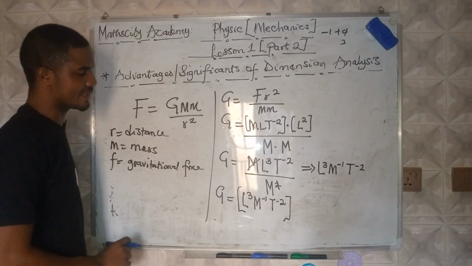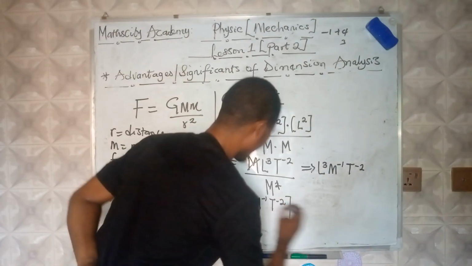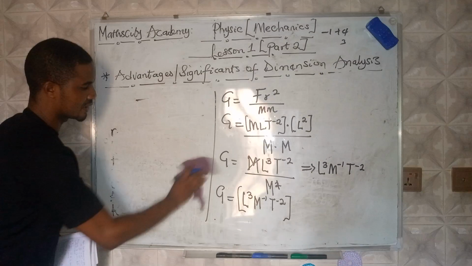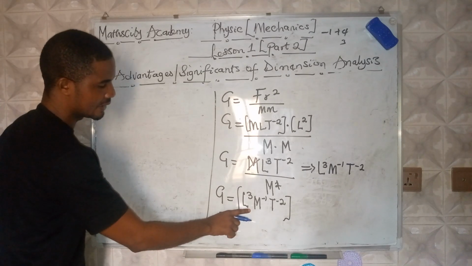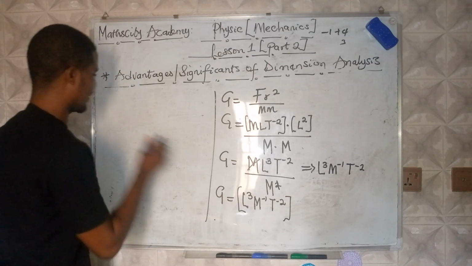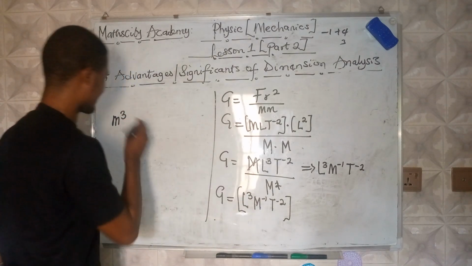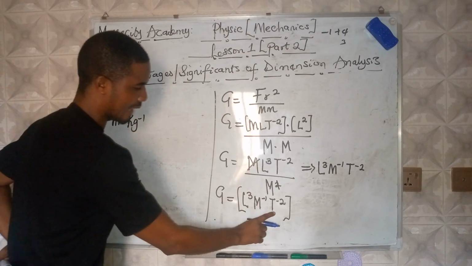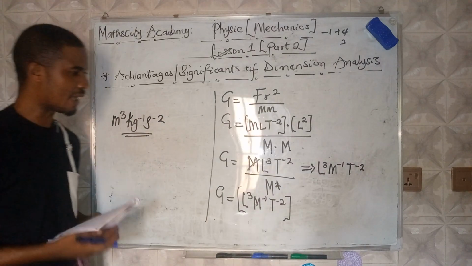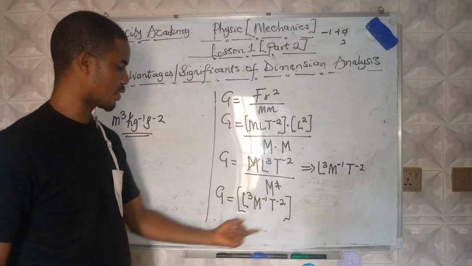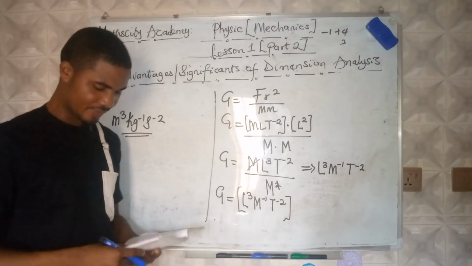But what they asked me to find is the unit. If I know the dimension, I can give the unit. Since I now know the dimension, I can give the unit. L is for meter, so I have meter cube. M is mass, per kilogram. T is time, per second squared. This becomes the unit of G. What we have just established here is that this is the dimension for the gravitational constant and this is the unit for the gravitational constant. I believe that is well understood.